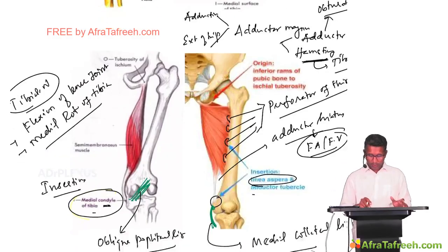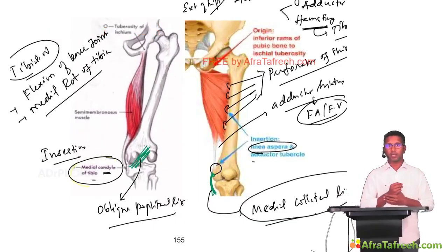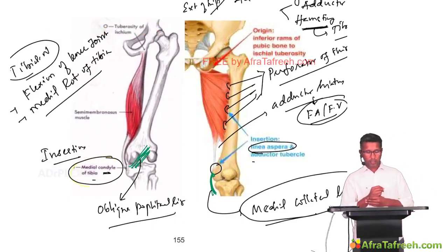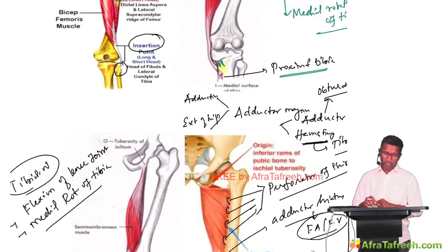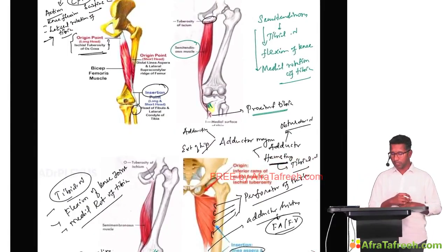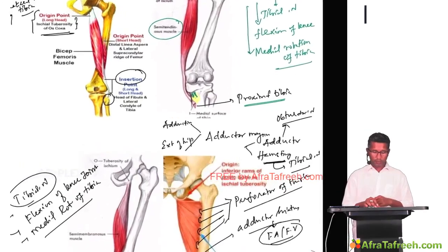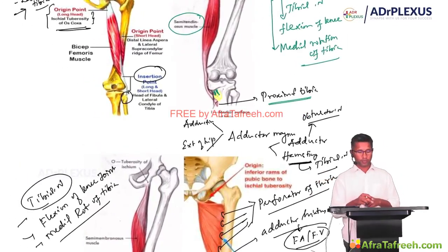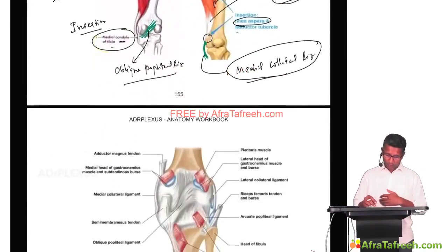So take home messages. You should know about this ligament. Medial collateral ligament is the remnant of adductor magnus muscle. So we have seen about the hamstring muscles. All these muscles are supplied by the tibial component of sciatic nerve, except the short head of biceps femoris. So that is what we saw now.